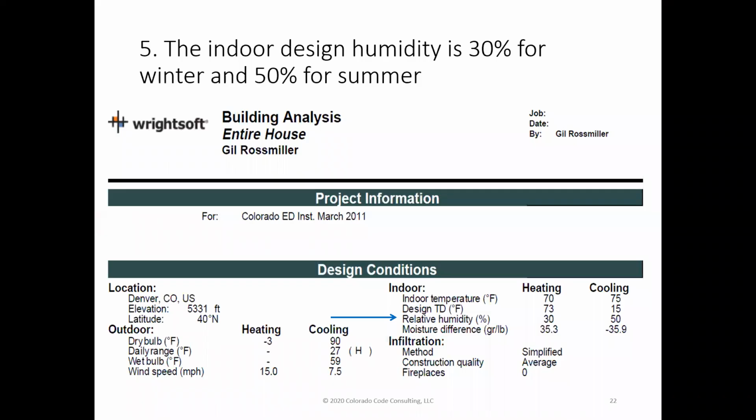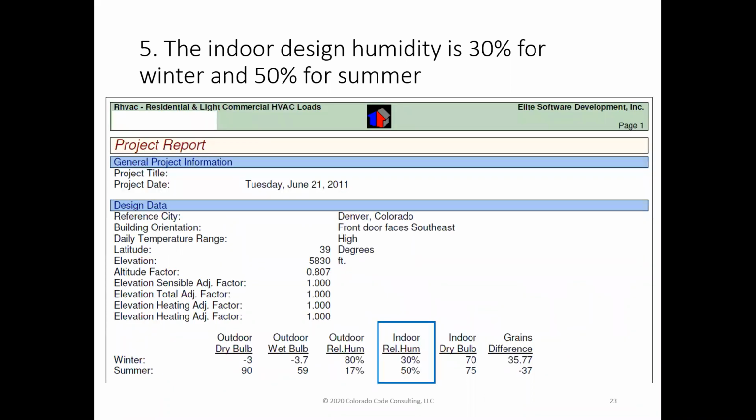Okay, relative humidity, we talked a little bit about that. 30% for heating, 50% for cooling. This is what it should be set at. Really no exceptions to that. I mean, the jurisdiction could overrule that. They could have a code that says you're going to use this, but that's not what I would recommend. Here again, 30 to 50%, right? In our Elite.